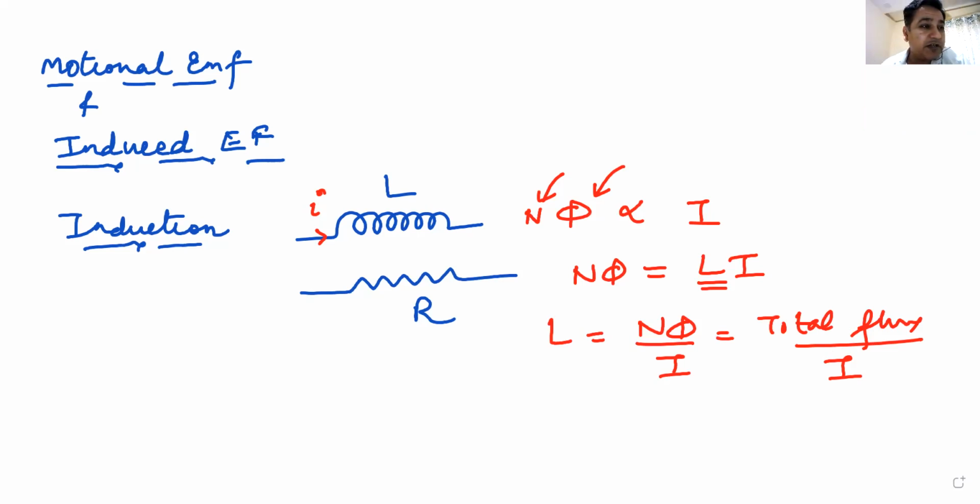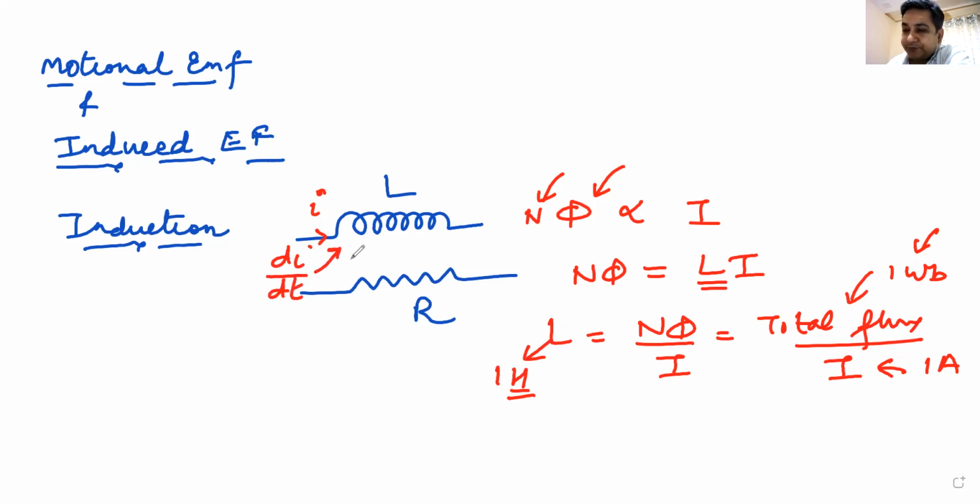So this is how we introduce the phenomena of self-inductance. If the flux is 1 Weber and current is 1 ampere, we can call the inductance as 1 Henry. So 1 Henry is the inductance of a coil whose flux linkage is 1 Weber and whose current is 1 ampere.